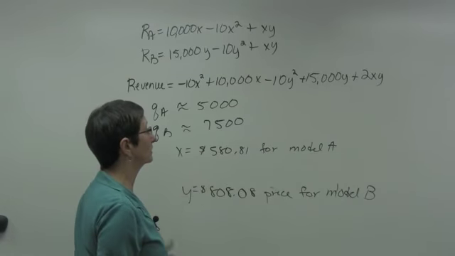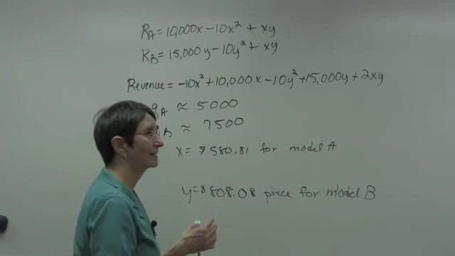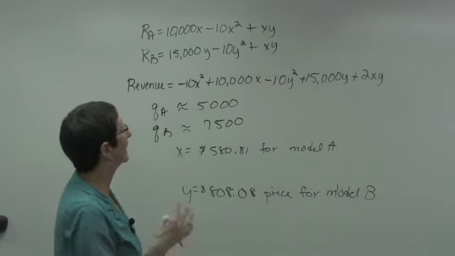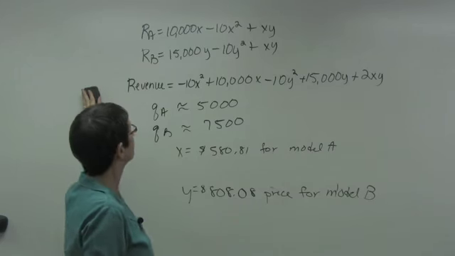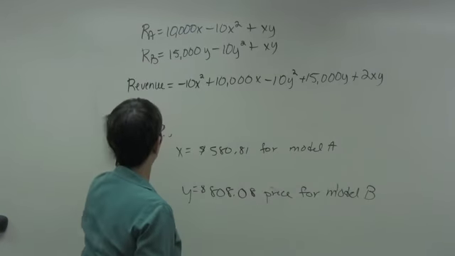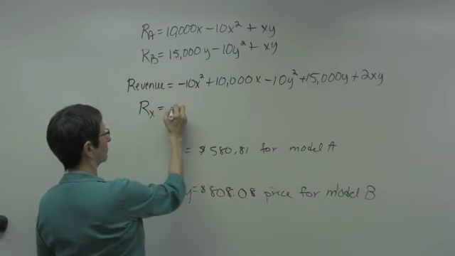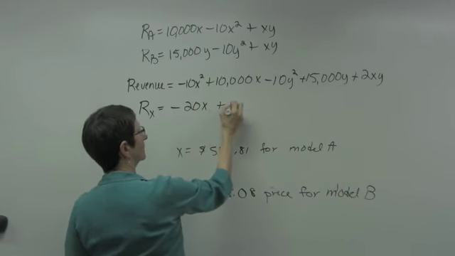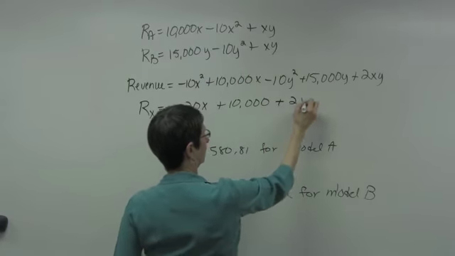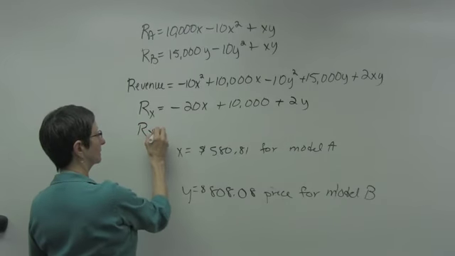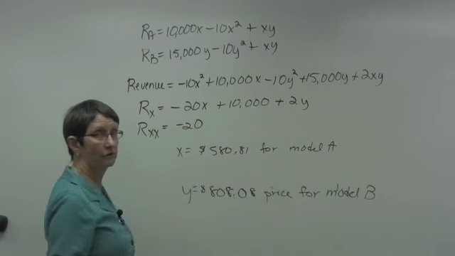From this, you can also determine what the revenue would be. Now, we're assuming it's maximum revenue because that's what the question asked for. You can do the second partials test and come up with exactly the same thing. Okay? If I do the second partials test, my R sub X was negative 20X plus 10,000 plus 2Y. I would need the second derivative. Second derivative with respect to X is negative 20. It goes very quickly.